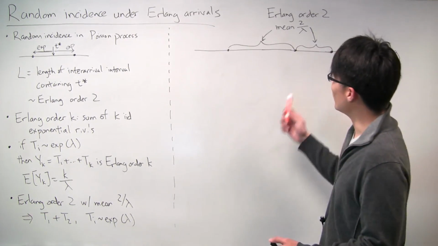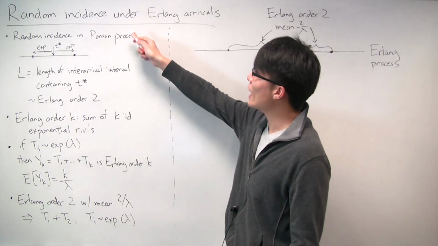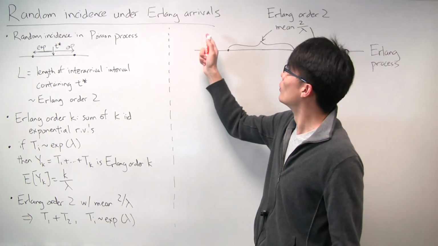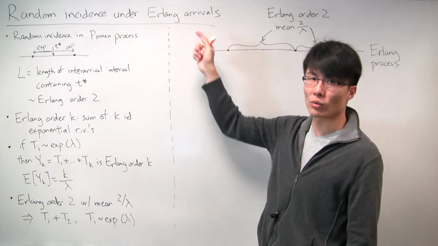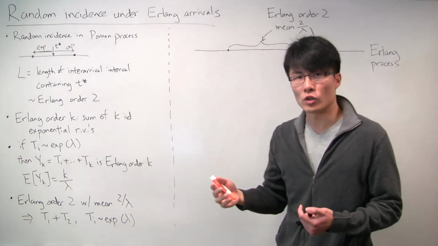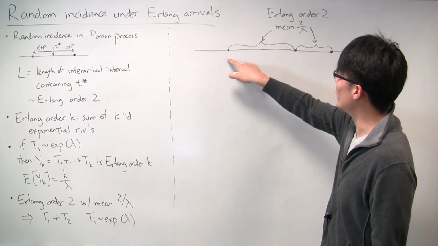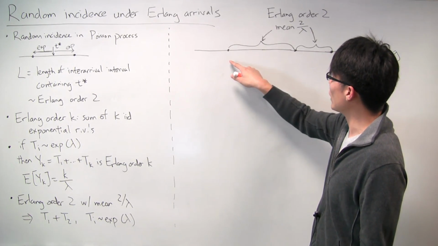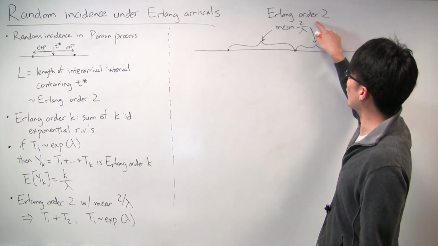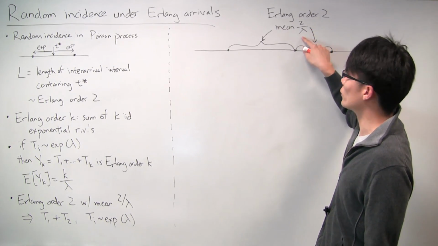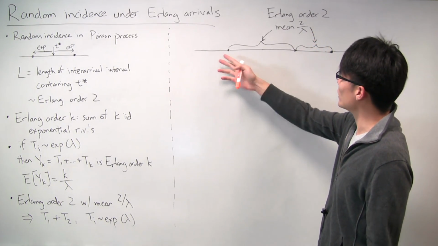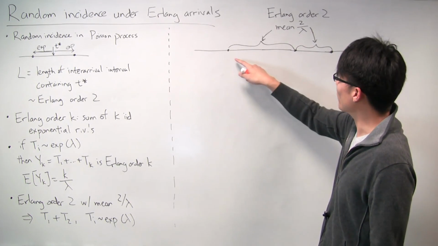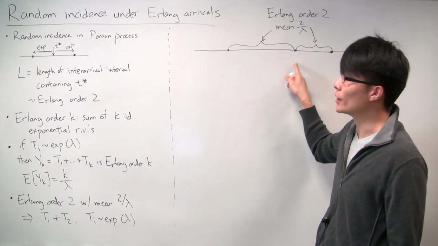Okay, so in this problem now, we're dealing with random incidents not under Poisson processes, but under something else, which we call here an Erlang process with Erlang arrival times. So to be more specific, what we're saying is that instead of an inter-arrival time being exponentially distributed, in this process, an inter-arrival time is actually distributed as an Erlang random variable of order 2 with mean 2 over lambda. So to be explicit, this is no longer a Poisson process. It's some other process because the inter-arrival times are not exponential.